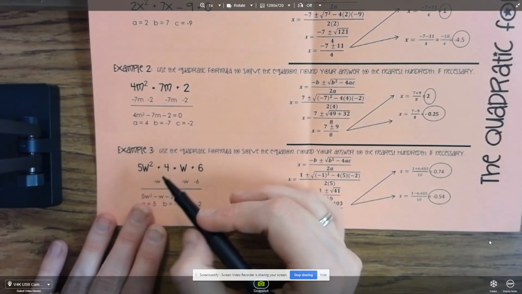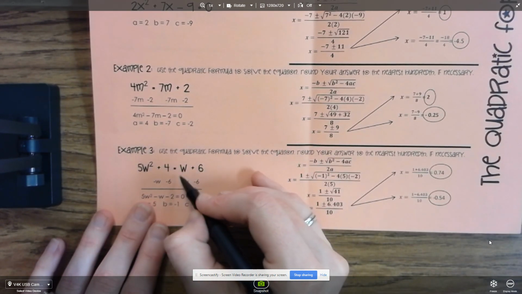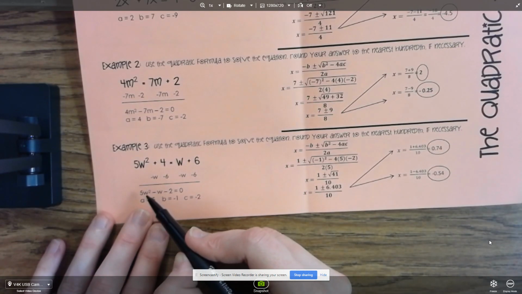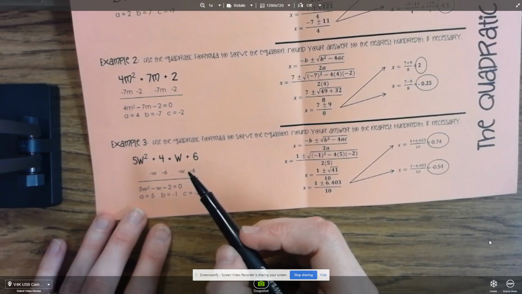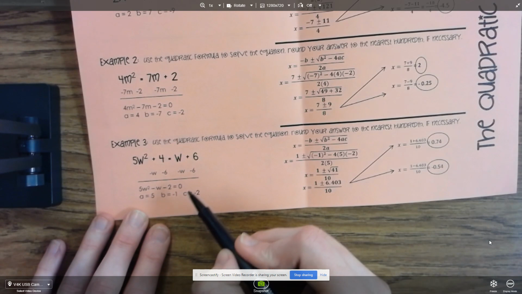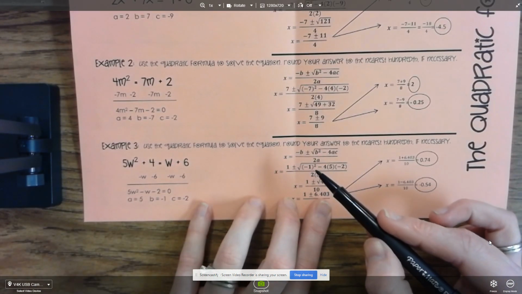And then finally, the last example, same thing, we've got to move around here. And so we're going to subtract w and 6 from both sides. And I will end up with 5w squared minus w minus 2 equals 0. So my a is 5, my b is negative 1, and my c is negative 2. And then I plug everything in where it goes.